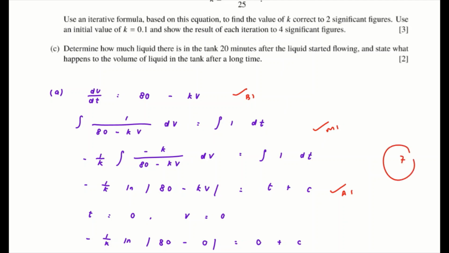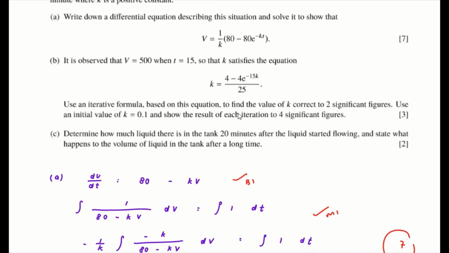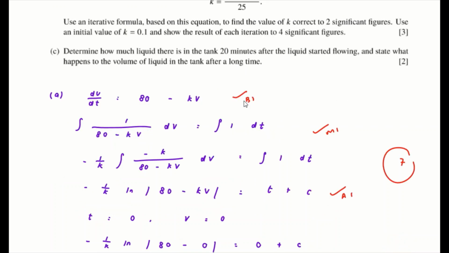Okay, so now let's move on to the next part. It's going to be another iterative again. So it's observed that V equals 500 when T equals 15. K satisfies this equation. Use an iterative formula based on this equation to find K correct to two significant figures. Use initial value of K equals 0. So in this case, you're only given this, so you need to write down the iterative formula by yourself.